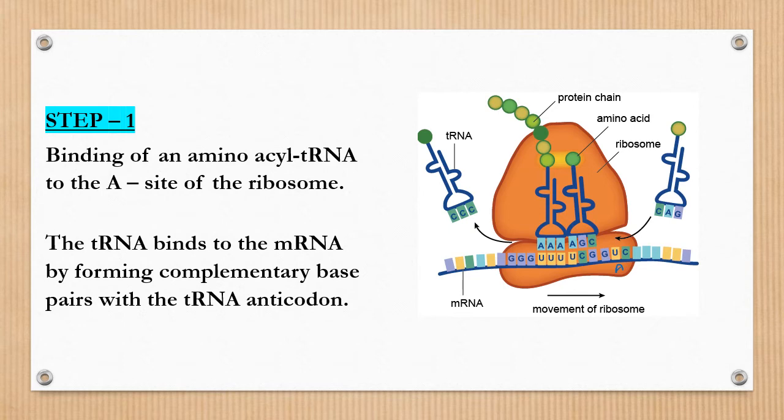The tRNA binds to the mRNA by forming a complementary base pair with the tRNA anticodon. So we know that these are called codons. You may see codons such as AAA. The corresponding sequence on the tRNA is called the anticodon, because the triplet present on tRNA is called an anticodon.